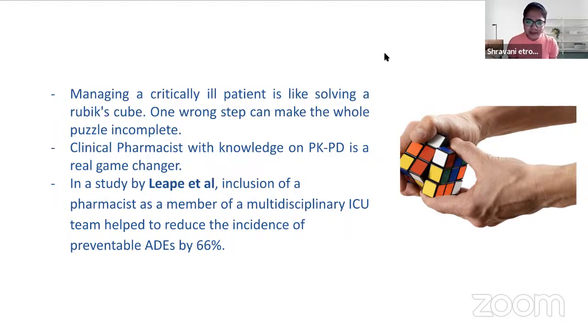Managing a critically ill patient is like solving a Rubik's Cube. When you solve a Rubik's Cube, each and every step is very critical, right? In managing critically ill patients, we need a consultant, an intensivist, an anesthetist, a physiotherapist, a nurse and a nutritionist, and also a clinical pharmacist to carefully manage a patient and get a positive outcome.